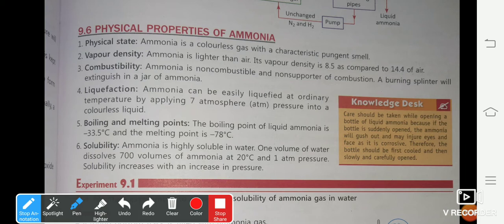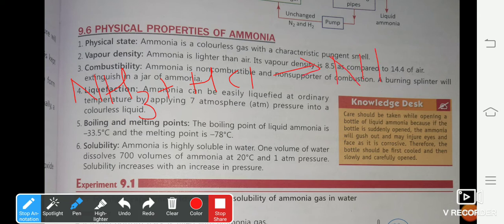Again, if you want to test ammonia, if you remember the last part of the last lecture, I taught you the test for hydrogen chloride gas or hydrochloric acid. When you were testing hydrogen chloride gas, you brought a glass rod dipped in ammonia near the gas jar containing HCl. You could see dense white fumes. Those dense white fumes were of NH4Cl. Now you can use the same test. That is, if you have to test ammonia gas, bring a glass rod dipped in HCl.